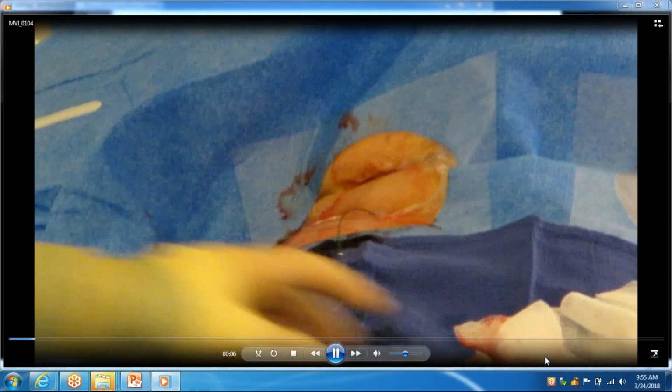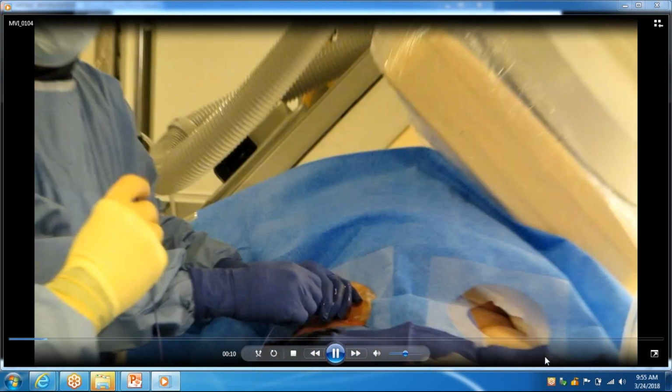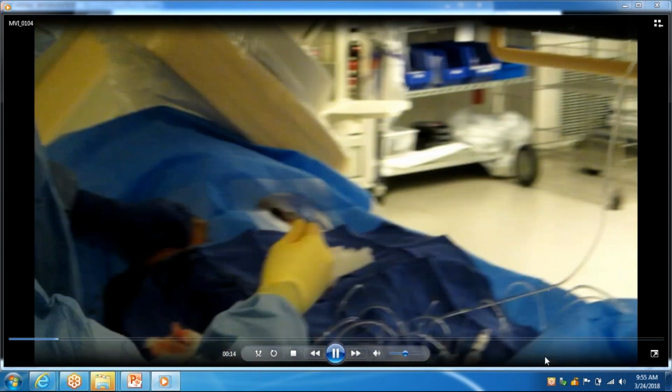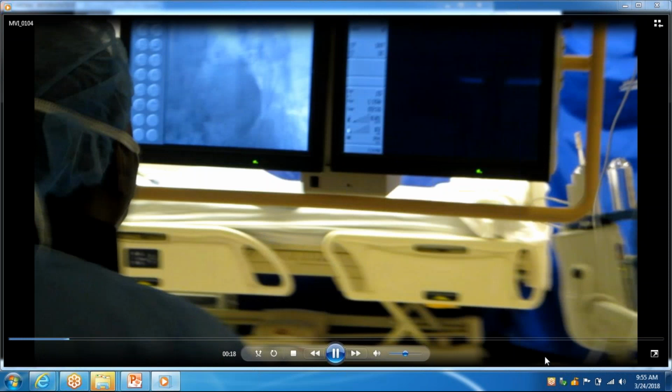So again, we load our catheter over the wire. You use the camera to follow your progress, see what you're doing. And this is our pigtail. We're going to do an LV gram. So this is our pigtail, and we're going to enter the left ventricle.